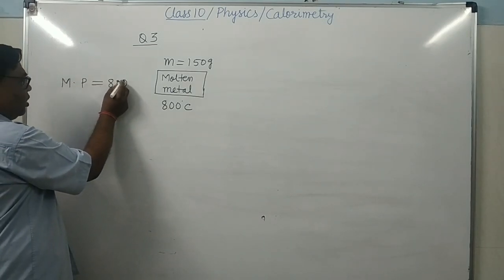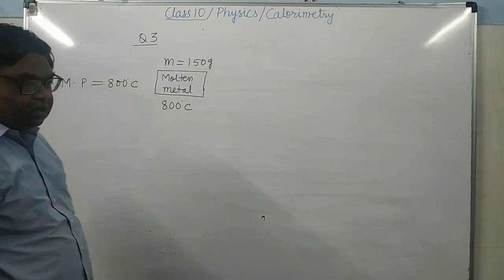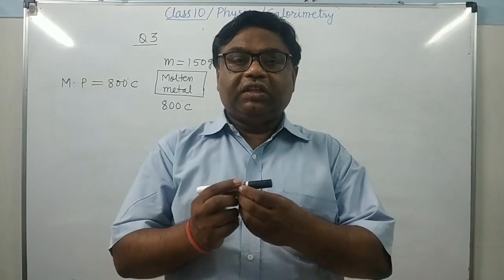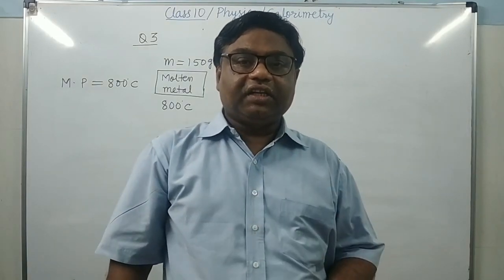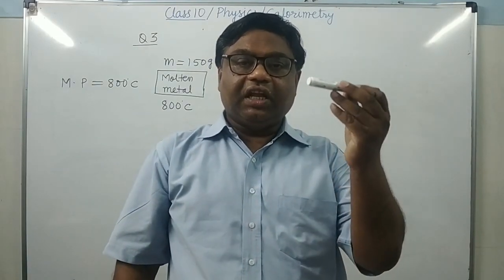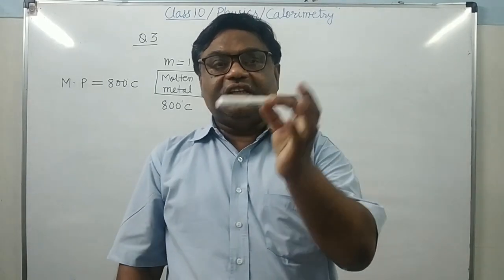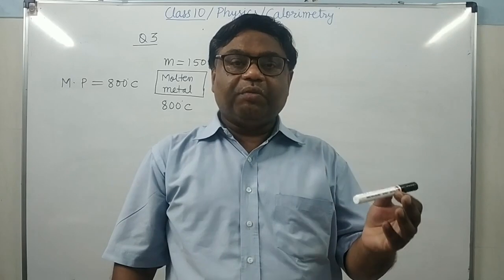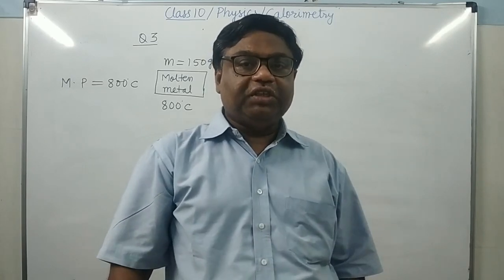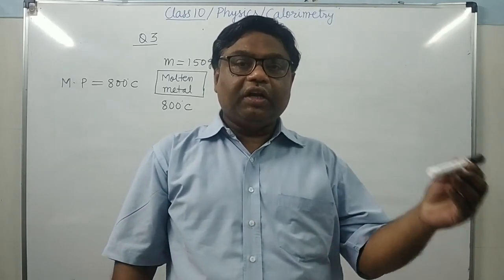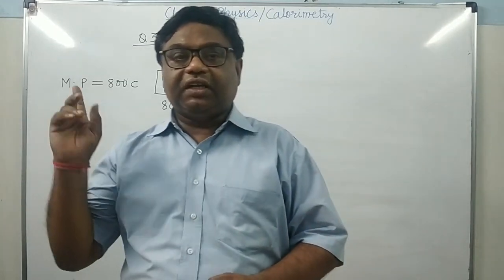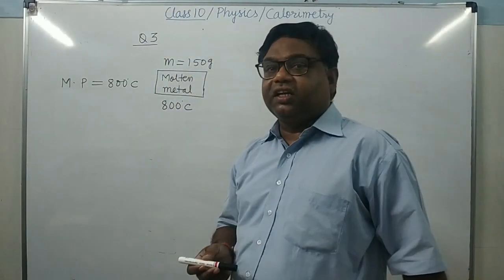Which means what will happen? If the metal is in the solid form, then it will melt at 800 degrees Celsius. If it is in the liquid form, then it will freeze at 800 degrees Celsius. This I have told: melting point and freezing point will both be the same. Boiling point and liquefaction point will both be the same. So here the melting point is given 800 degrees Celsius.